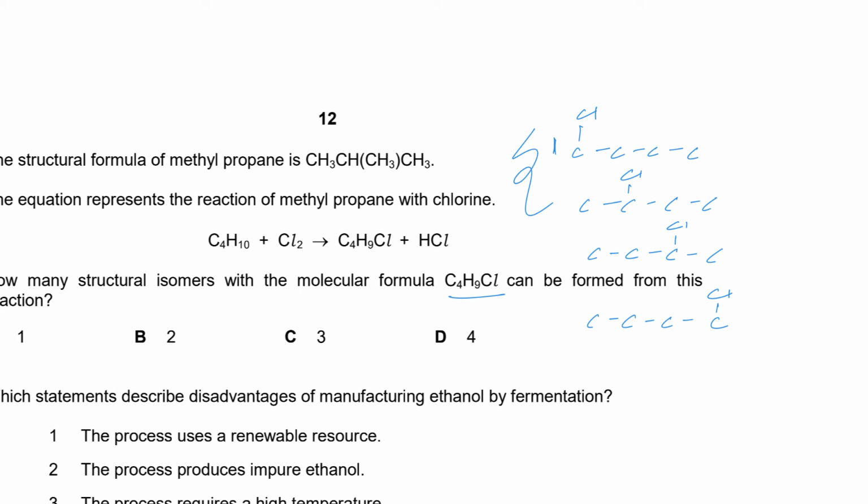But this is not 3-chlorobutane, because you don't start numbering from the left. You start numbering where the halogen group is the closest. So it's closest towards the right, so then it's 1, 2. Again, this and this are literally the same thing, and they are both 1-chlorobutane. So you just have two isomers.